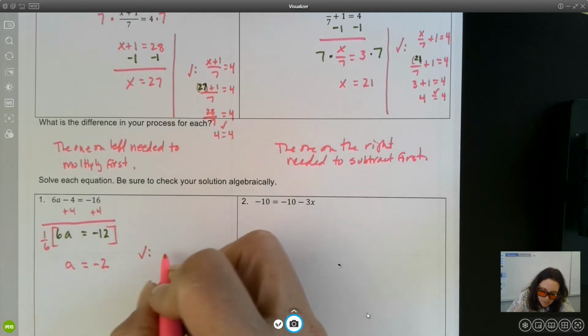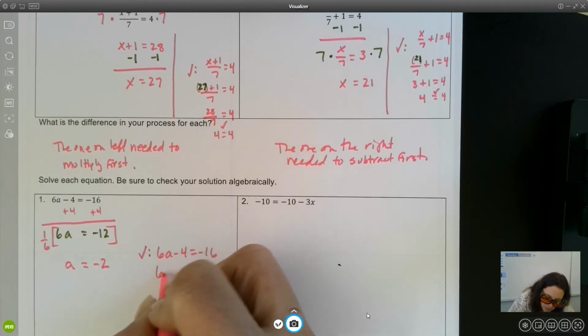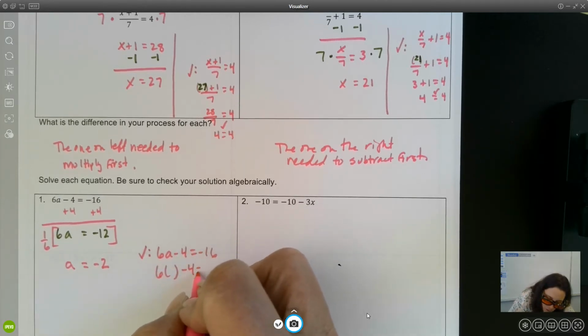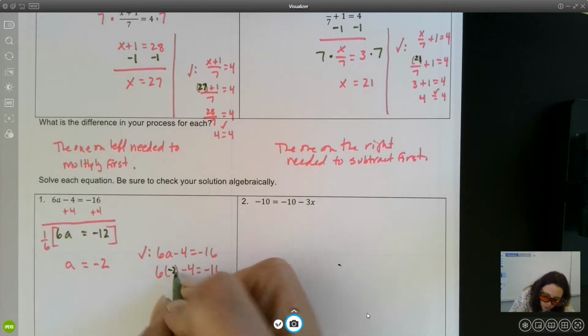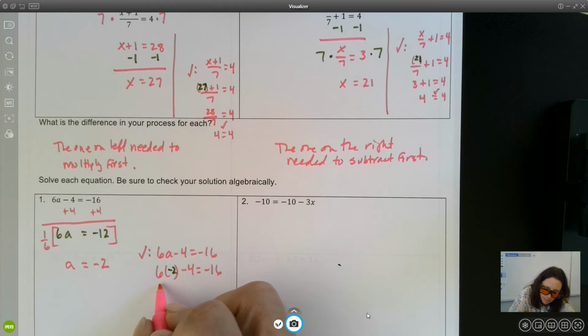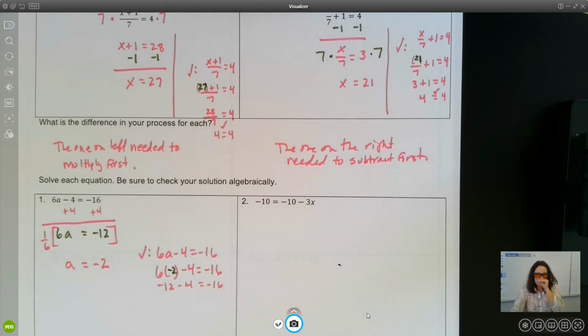Now to check this, 6a minus 4 equal negative 16. 6 parentheses minus 4 equal negative 16. Tuck in that negative 2 right there. Negative 12 minus 4 equal negative 16. Negative 12 minus 4 is negative 16, but you may need to do this to see that. Negative 16 equals negative 16. Checks out.